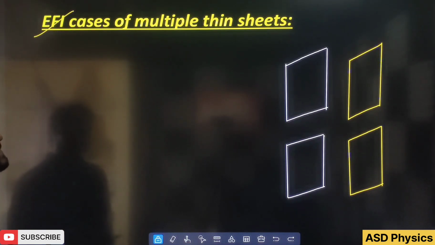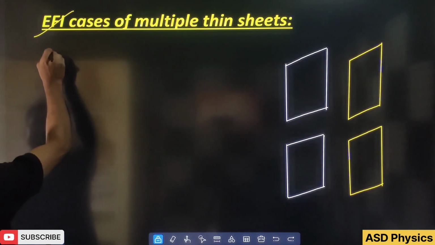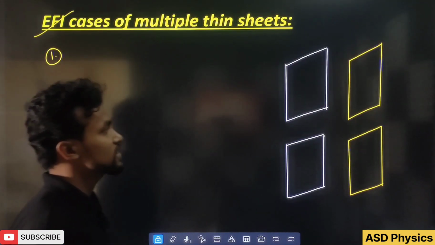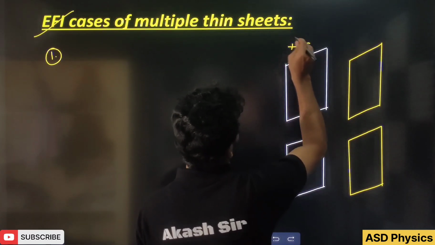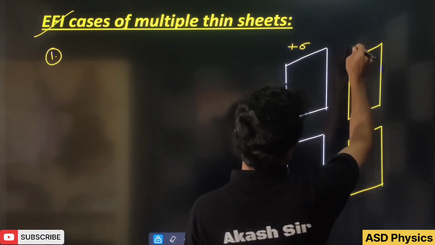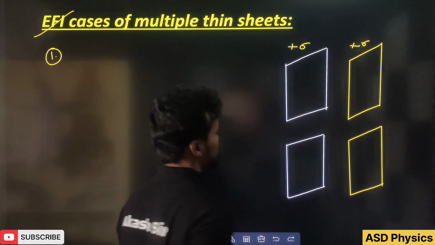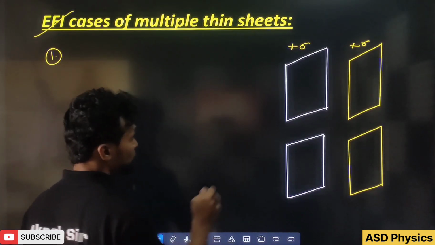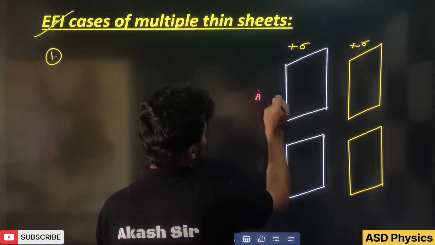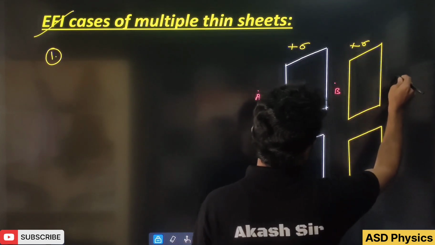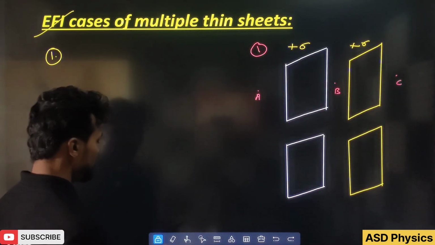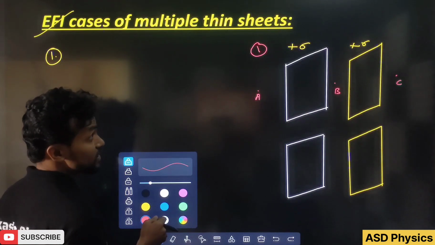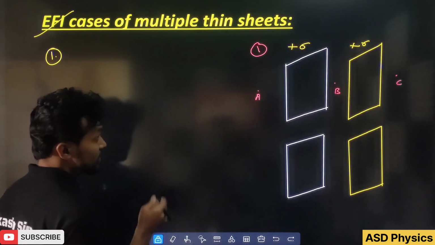Let's see the electric field cases of multiple thin sheets. Here I have taken two sheets. Let's take the charge as plus sigma on one, and here also plus sigma. I have taken some points: this is point A, this is point B, and this is point C. This is my first case. So first let's calculate the electric field at point A.